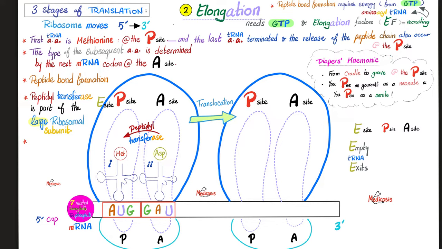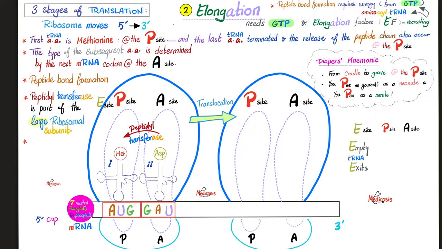What does elongation need? GTP for energy, because making a peptide bond between this amino acid and this amino acid requires energy. So I'm going to get my energy from GTP. And I also need elongation factors, which are recruiters. They recruit the GTP and they recruit the correct aminoacyl tRNA into its place. For example, here they will recruit the tRNA that's carrying methionine.